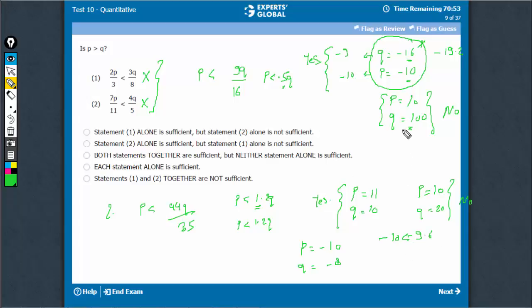So in both the cases now, whether P and Q are positive or negative, in both the cases I am getting no as an answer. We are getting no, P is not greater than Q, in fact Q is greater than P. So combining it works. This is a difficult question. There's a lot to be learned from this particular question. Be very clear about this one. If you can solve this one, you can solve most inequations questions that appear on the GMAT.